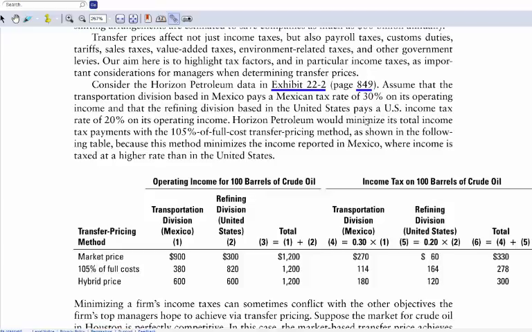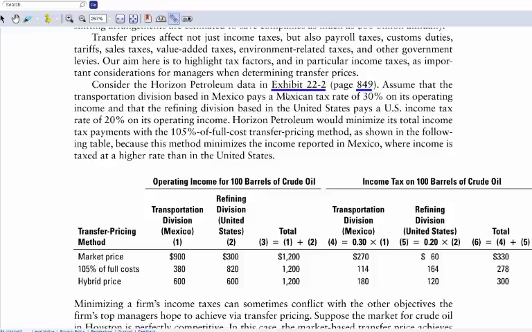Recall that the transportation division is in Mexico and that the refining division is in the United States in Houston, Texas. So they are having to do some international border crossing, and therefore they're going to have taxes due in the state that's exporting, in the nation that's exporting, and within the United States where we're importing the goods.